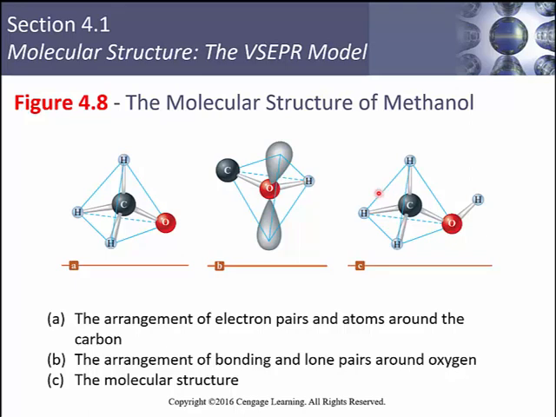In order to maximize our distances and minimize our repulsion, we're going to stick this hydrogen out to one side. So we're really combining 2 different tetrahedra: the arrangement of the electron pairs around the carbon atom, and the arrangement of the bonding and lone pairs around the oxygen atom. That's going to give rise to our overall molecular structure.